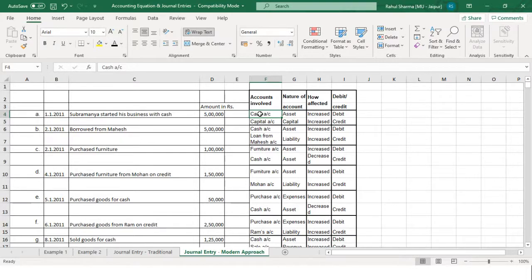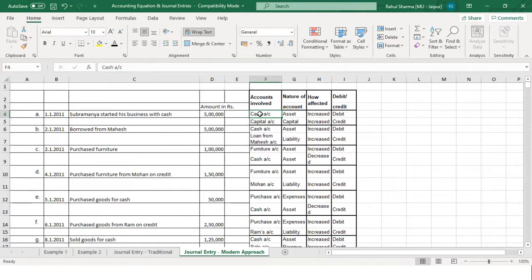Then I'm purchasing for cash. Cash is getting impacted. It's an asset. Increasing or decreasing? Because I'm paying, it is decreasing. And if it is decreasing, I need to credit. Similarly, purchase goods from Ram on credit. Purchase expense. Increasing or decreasing? Because I'm purchasing, increasing. Debit or credit? Debit.